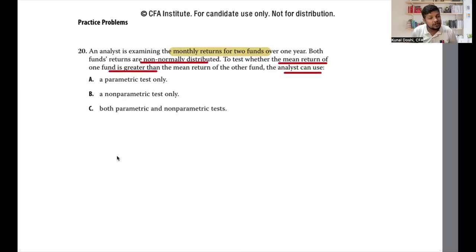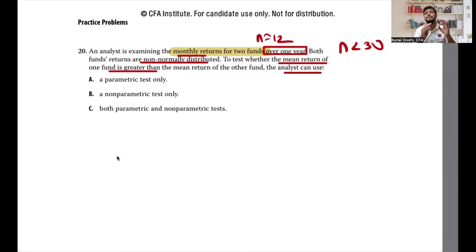Guys, first of all, when it is non-normal, I don't always use the non-parametric test. But in this case, they have said the returns for two funds over 1 year and monthly returns. Monthly returns over 1 year means my sample is going to be less than 30. Why? Because n is 12, isn't it? So monthly return for 1 year means n is 12.